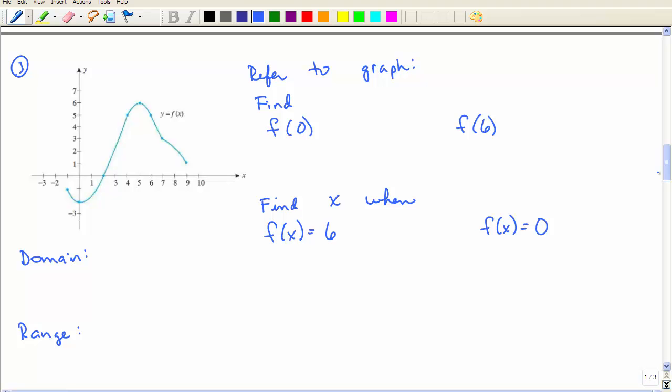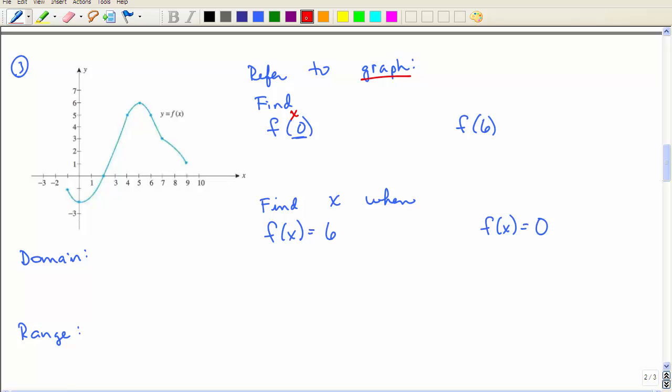The next thing you need to be able to do is look at a graph and answer some questions. This is, again, something you should have done in a previous class, college algebra, or even before that. And so really what you want to look at is ordered pairs.